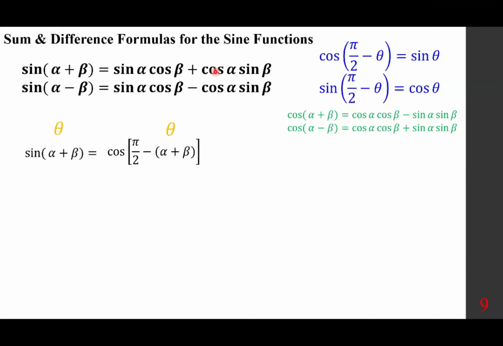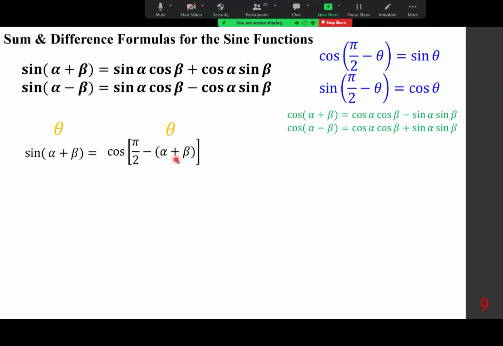We are going to write this as pi over 2 minus alpha and then minus beta. And now we are going to use cosine of alpha minus beta. We're going to use this formula. So cosine of pi over 2 minus alpha times cosine beta plus sine alpha, that would be sine of this, according to this formula, pi over 2 minus alpha, sine beta. So I hope you can see that, everybody.